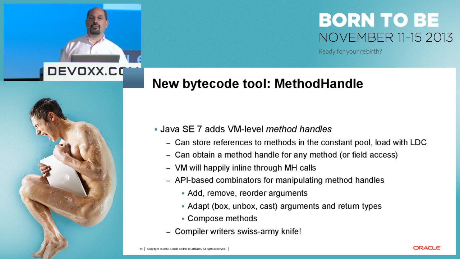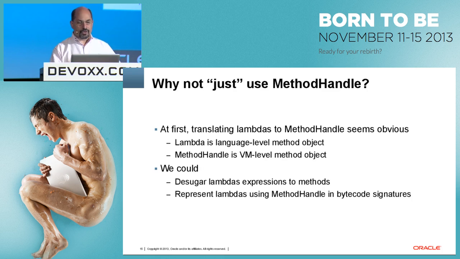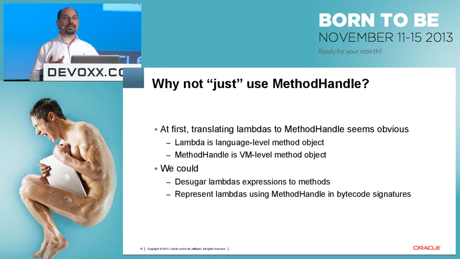So, a great tool for compiler writers. Another obvious question: why not just use method handles? At first, this seems like a really great idea, because a lambda is a method object at the language level, and a method handle is a method object at the VM level. So it's a match made in heaven, right?